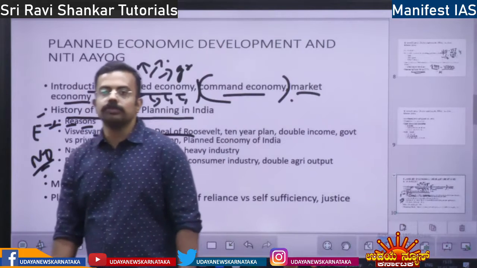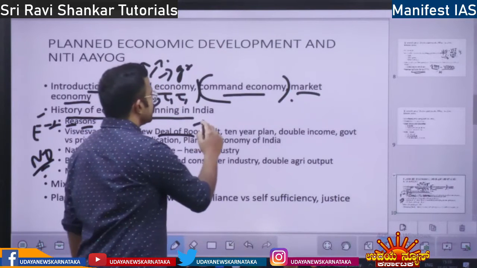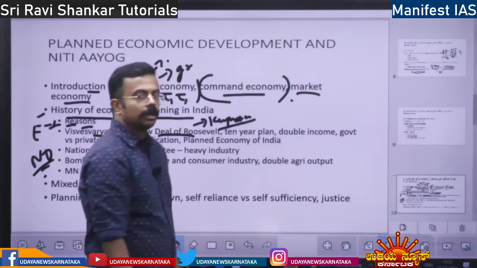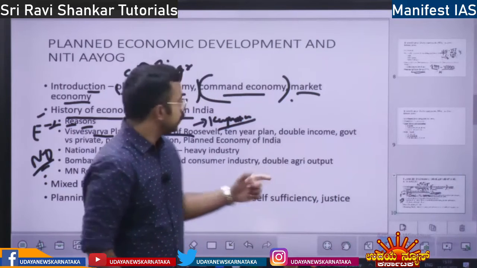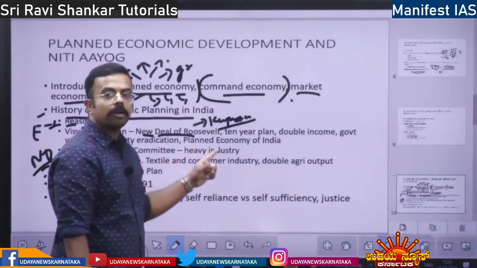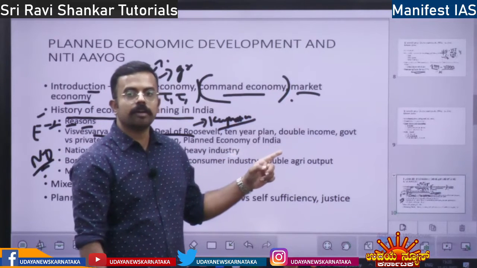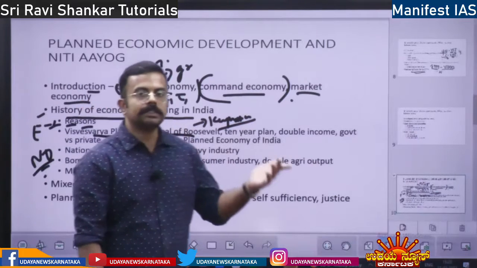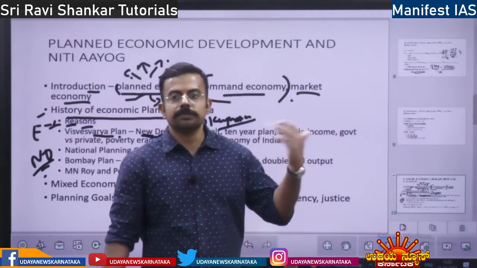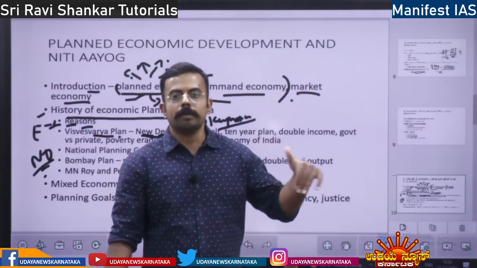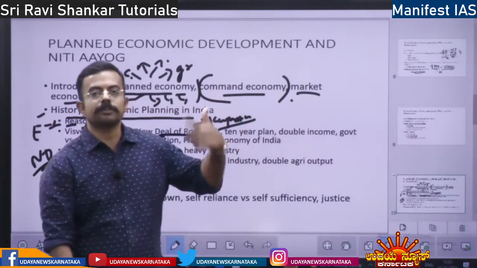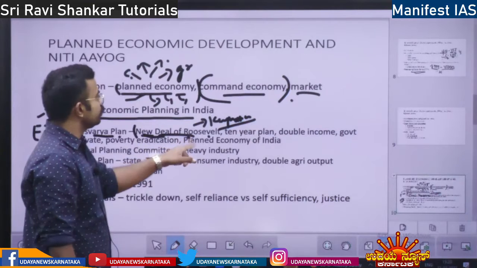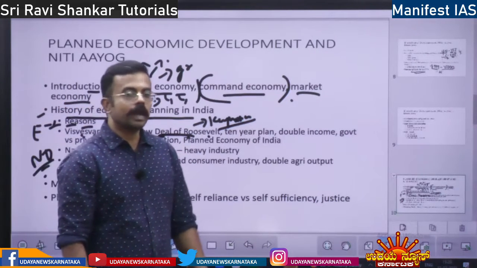So, what does Roosevelt use? He uses the Keynesian model. Keynesian model means government support. Government invests a lot of money in the economy. I told you, when the government invests, demand increases, production increases, employment increases. There is a positive spiral. So that is the New Deal of Roosevelt. Visvesvaraya plan gets inspired by the New Deal of Roosevelt, right?